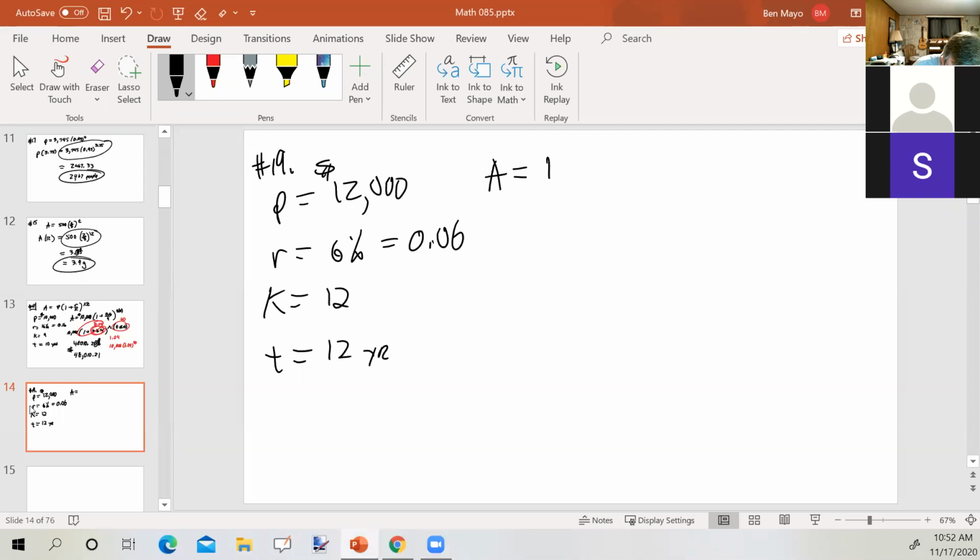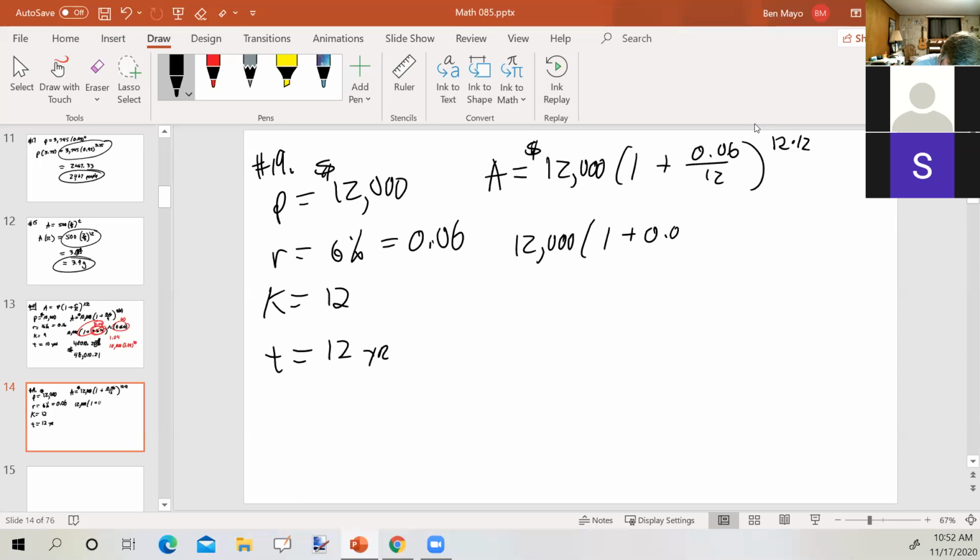Okay, so basically the same kind of problem. So A equals $12,000 times 1 plus 0.06 over 12 raised to the 12 times 12 power. Well, let's see. 0.06 divided by 12 comes out nicely. You know what, I'm just going to do the whole thing like it is. So I'm going to go 12,000 parentheses 1 plus 0.06 divided by 12 close parentheses caret 12 times 12.